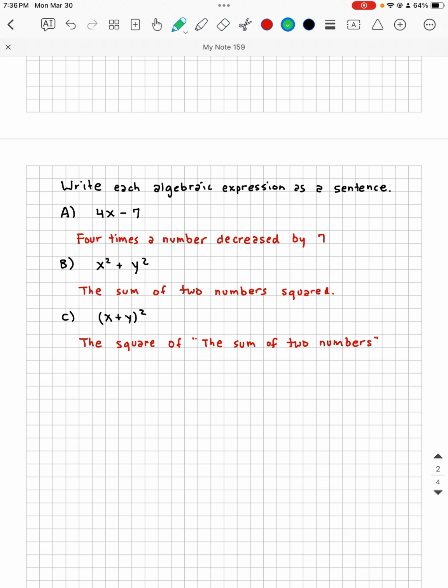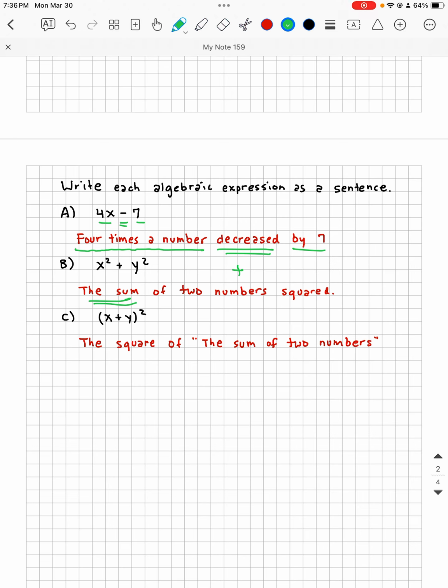We're going to go ahead and say 4 times a number. So that's going to represent your 4x. Decrease, so that's going to be your subtraction sign, by 7. So there he goes. The next one, the sum of two numbers squared. So I'm going to look at the sum, right? So that sum means that I'm going to add something.